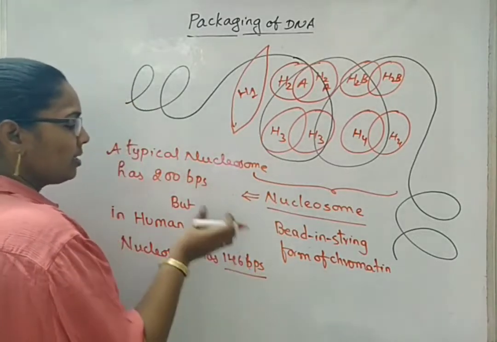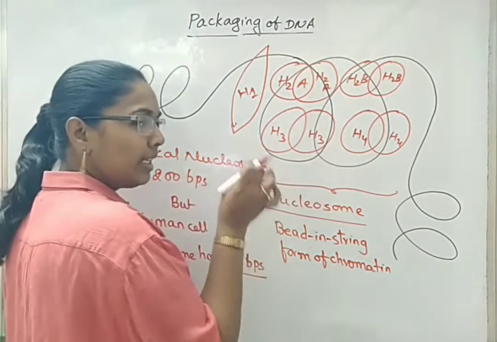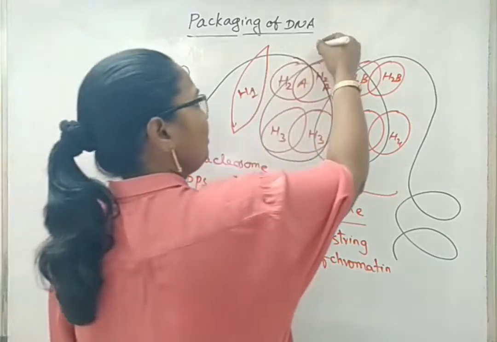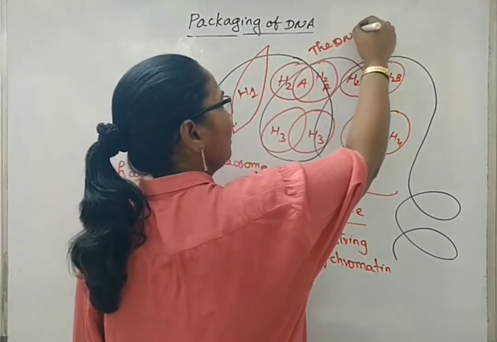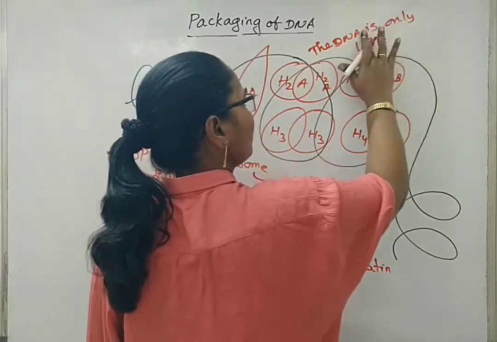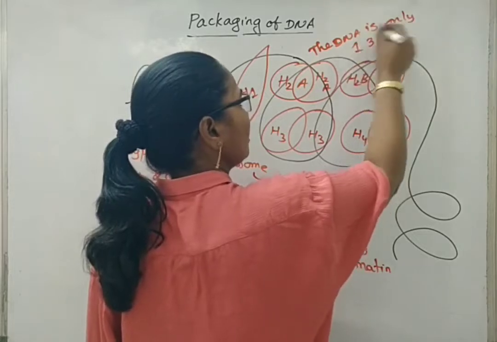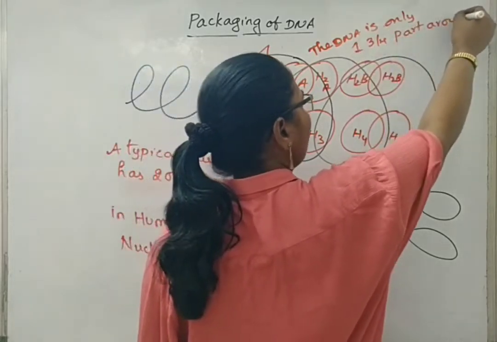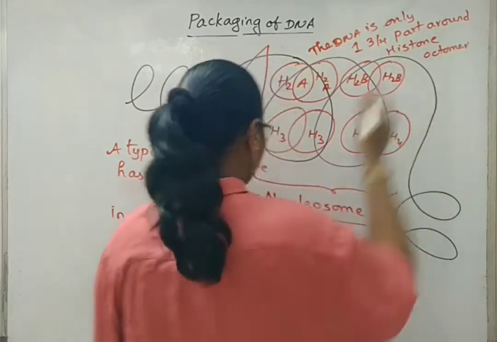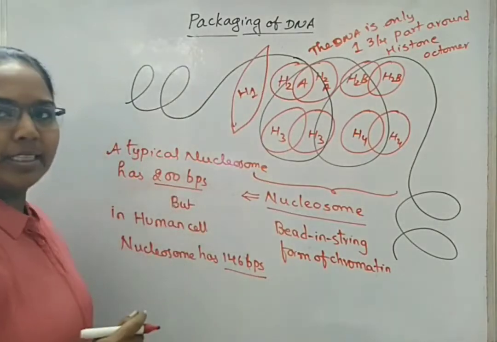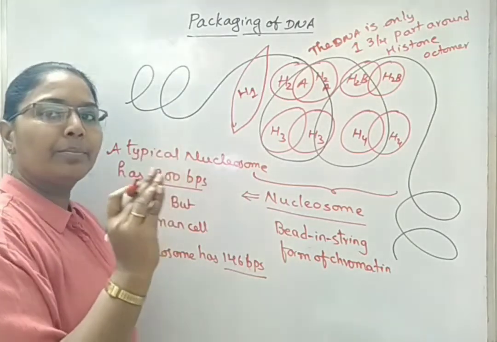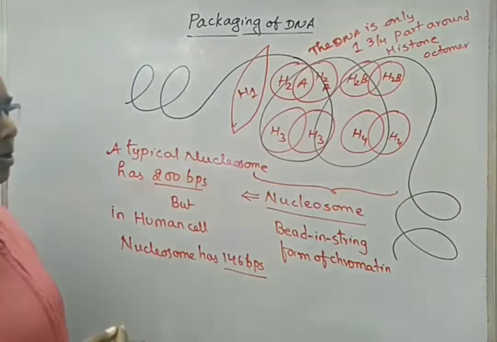Out of this 146, or in a typical nucleosome, only 3/4 part of DNA is coiled around histone octamer. The DNA is only 3/4 part around histone octamer. Means if we consider the total 200 base pairs in a typical nucleosome as one complete unit, only 75% is coiled around histone octamer.